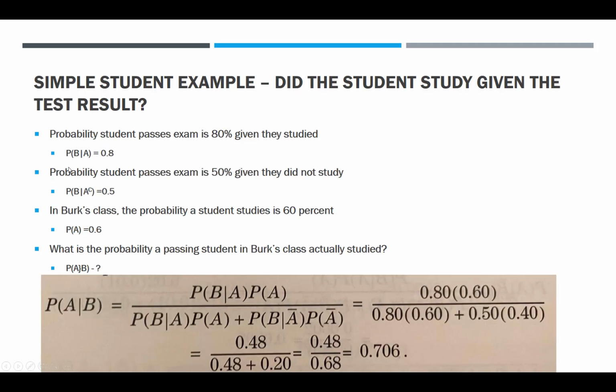All right, and again, we're trying to answer this question: did the student study given the test result? This is just a repeat from before, just so that we can see it all together. Probability of B given A, 0.8. Probability of B given not A, or A complement, is 0.5. The probability of A is 0.6.